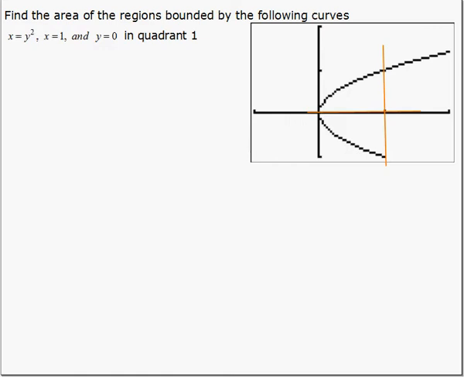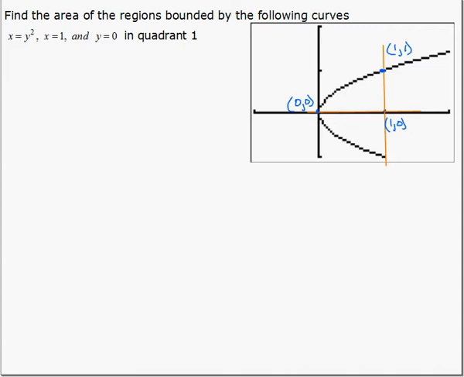Now, if we find our points of intersection, we need this point, which is the origin, 0, 0, and then we can use this point, which is the point 1, 1. This point here, of course, on the x-axis is 1, 0.